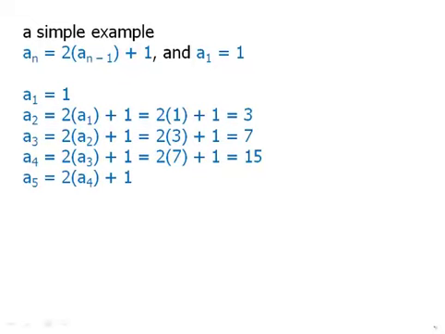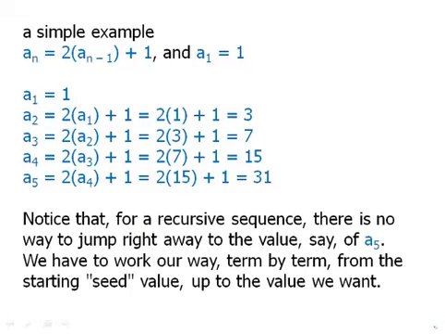The fifth term would be 2 times the fourth term plus 1. So this should be 2 times 15 plus 1. This is 31. Notice that for a recursive sequence, there's no way to jump right away to the value, say, of a sub 5, the fifth number on the list. We have to work our way term by term from the starting seed up to the value we want.